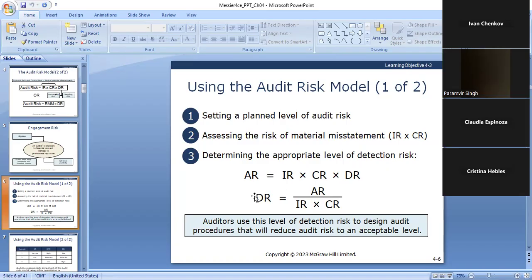So how many procedures you're going to put in at the audit level during the time of the audit will be determined by the detection risk. If you have to reduce the detection risk in order to reduce the audit risk, you're going to put in more procedures. If you don't have to reduce it too much, then you don't have to put in that many procedures. But do you understand this logic? Let me see your feedback on this. Do you understand this idea?